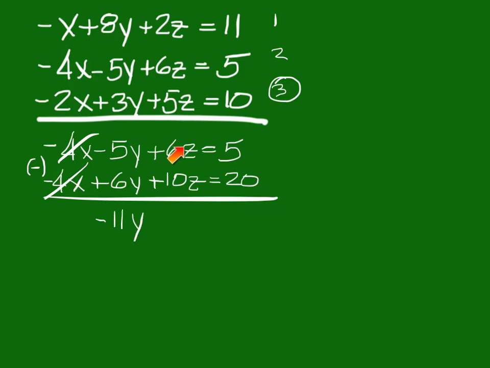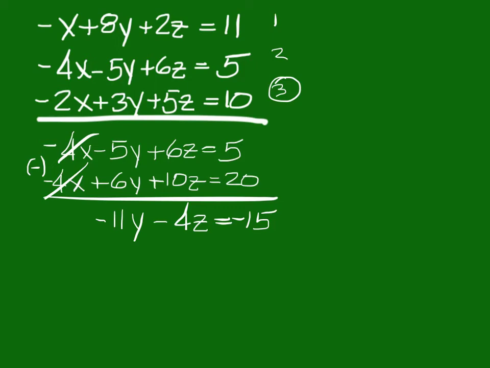And then you have 6 on the z's. You have 6 minus 10. That would be -4z. And then you have 5 minus 20. That's going to be a -15. So there's the first one that we've created, and you want to write that one down and save it. You're going to need it here in just a little bit.